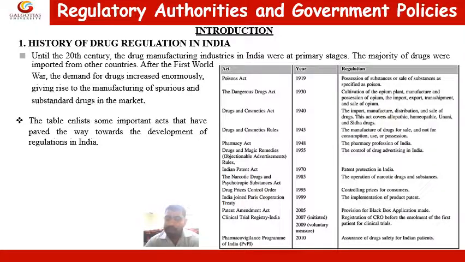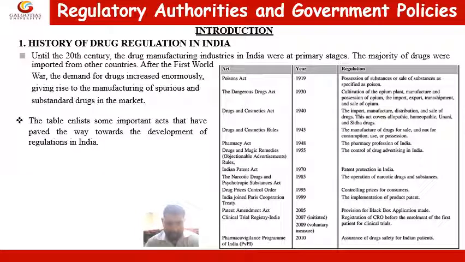The Indian Patent Act was passed in Parliament in 1970 and regulates the patent policy in India. The second important act is the Narcotic Drugs and Psychotropic Substances Act, passed in 1985. This act regulates the import, sale, or possession of narcotic and psychotropic substances, and it has specific provisions for penalties, etc.